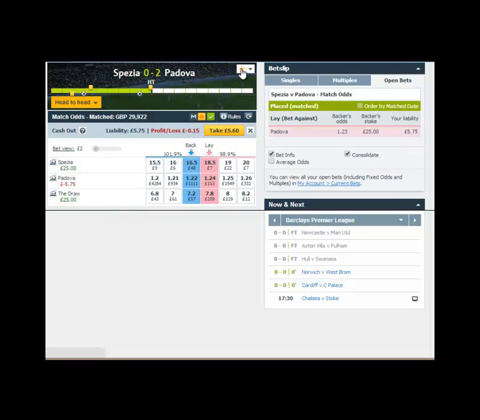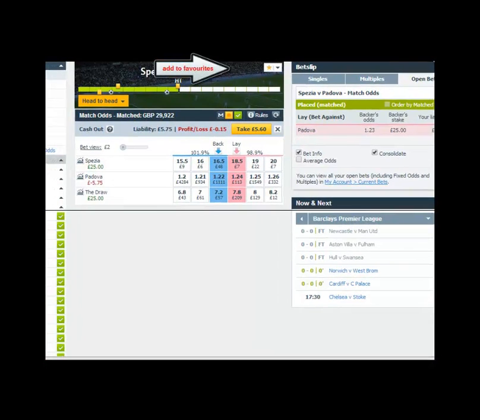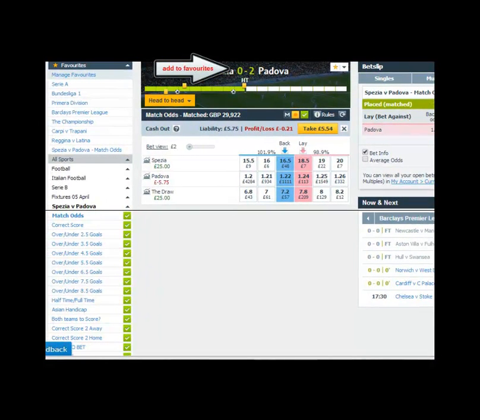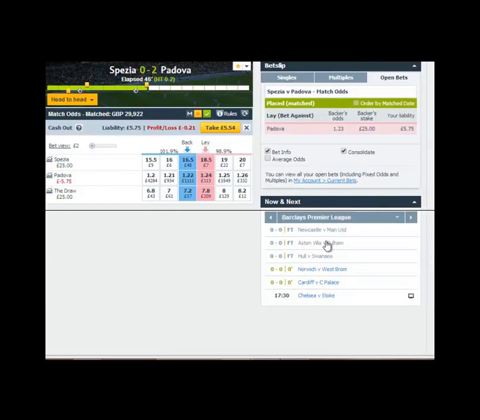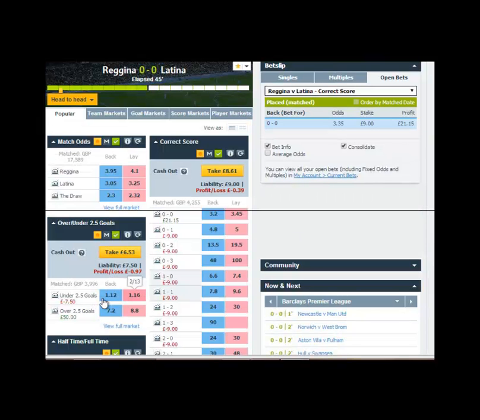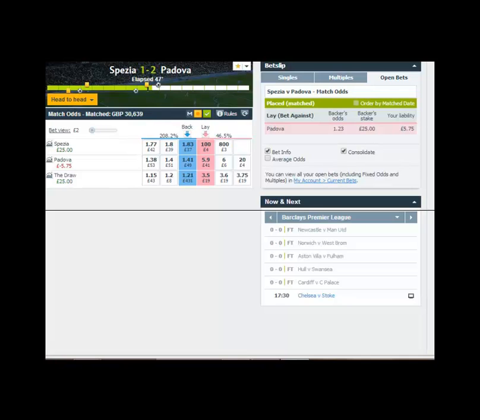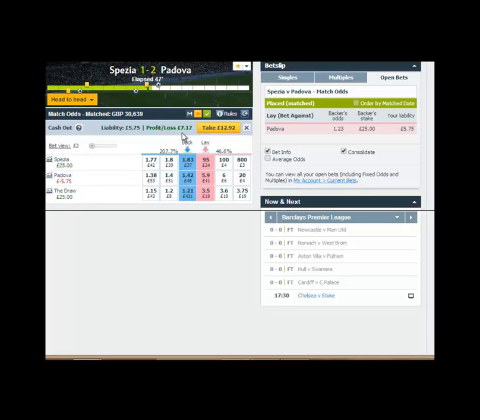The idea being that if Spezia do in fact get one goal back, then their odds on Padova will drift, and we can hedge out or at least clear the red. Just a quick point there: add to favourites. You've got a lot of games on, so use that particular Betfair function so that the markets you want are very easy to hand, under your manage your favourites section.